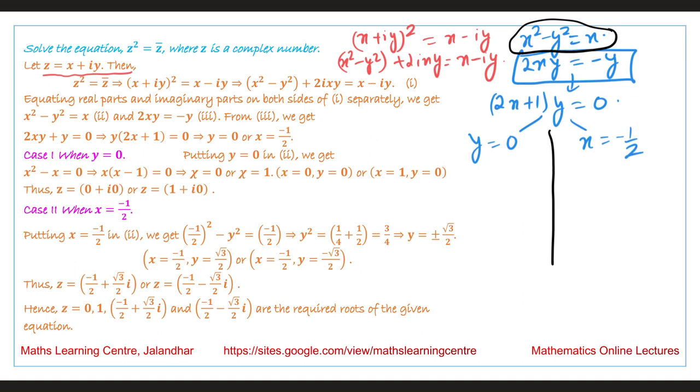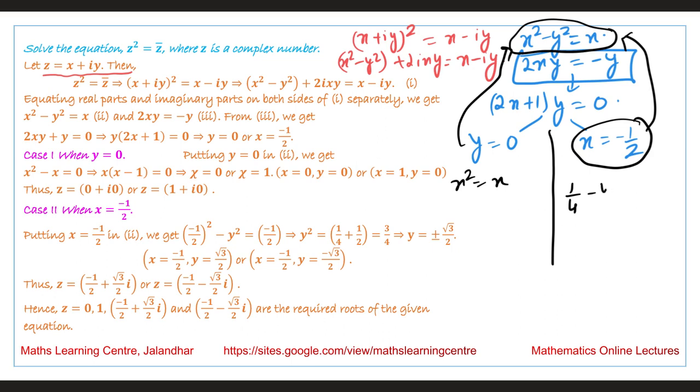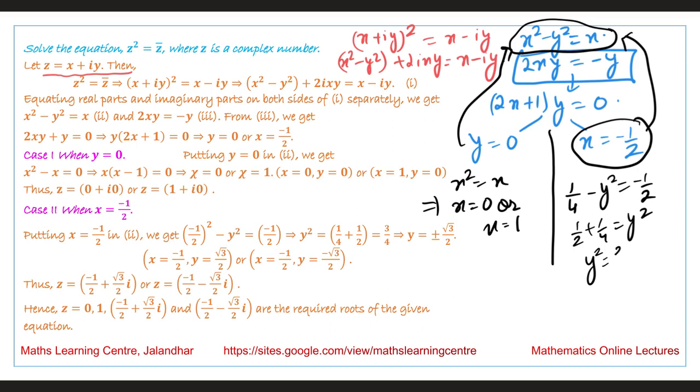Now to solve the first equation, we are having two cases. If we substitute y is equal to 0 in this, we will obtain x square is equal to x, and if we substitute x is equal to minus 1 by 2 in this, we will get 1 by 4 minus y square is equal to minus 1 by 2. So this equation gives us x is equal to 0 or x is equal to 1, and this equation gives us 1 by 2 plus 1 by 4 is equal to y square. So we obtain the value of y square is equal to 3 by 4.